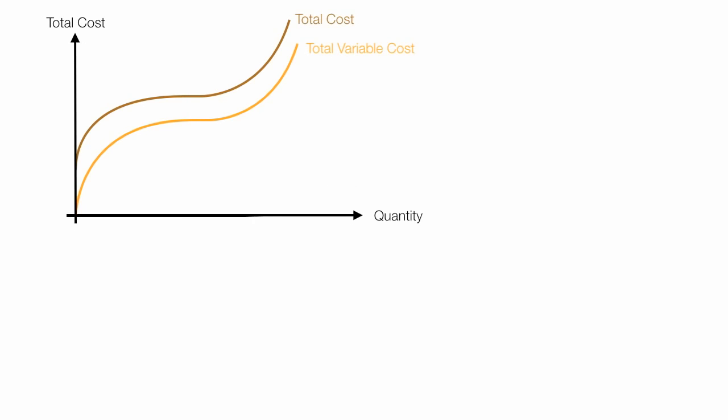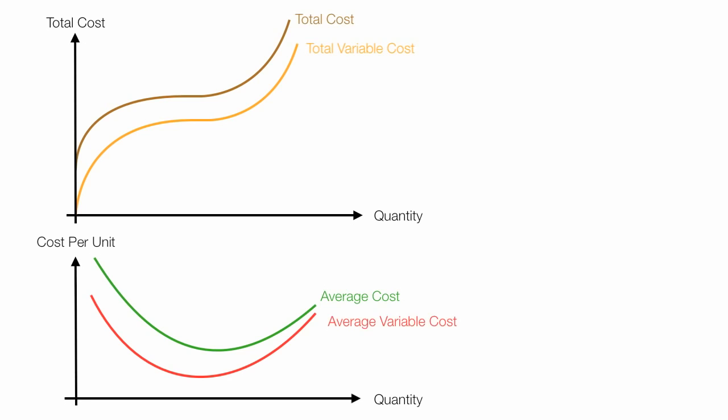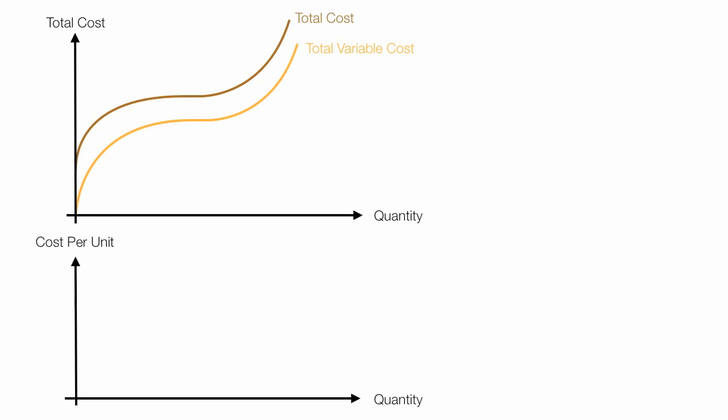Now I'm going to take the quantity axis, the horizontal axis, and drag that straight down. On the vertical axis, I'm going to put unit cost, or cost per unit. Different than total cost, of course. So cost per unit. And I'm going to draw an average cost curve, which looks something like that. Then the average variable cost curve, and then the marginal cost curve. I will discuss the shape of these curves as well and what makes them curvy.